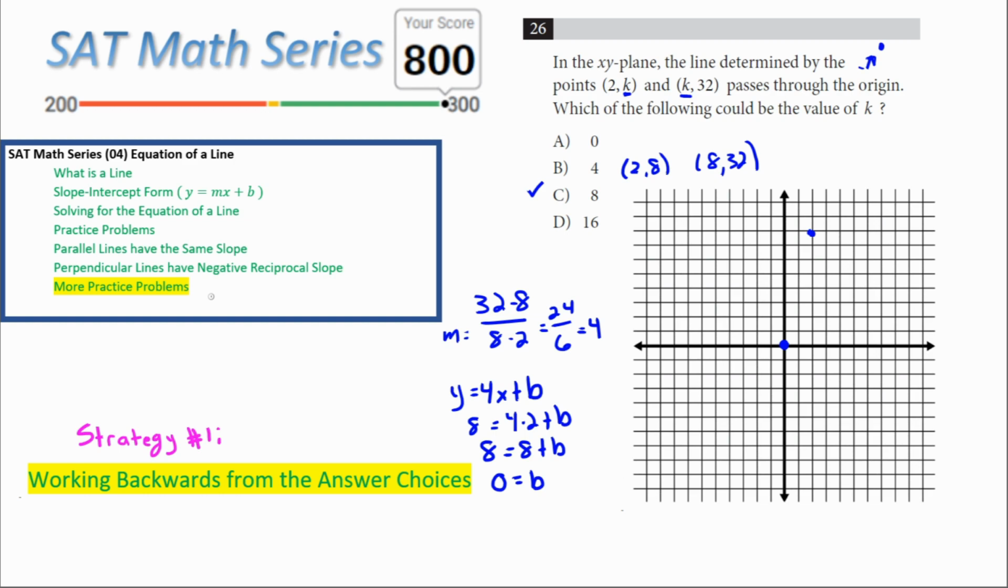So that was everything we need to know about the equation of a line. In the next video, we're going to talk about translating words to algebra.